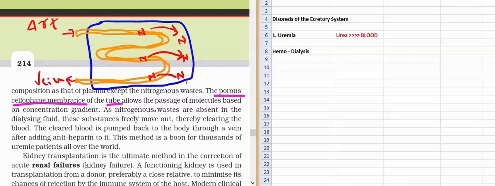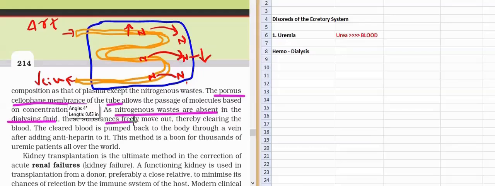This is the method. So what is being said is that the molecule, because here what is happening is nitrogen is high in our tube. Here nitrogen is less. So because of diffusion, from high concentration to low concentration, the nitrogen from the blood is moving out easily. Everything else remains similar. Here the plasma will be equal to the plasma in the dialysis unit. So there is no change. Only nitrogen will be less here. So nitrogen wastes are absent in the dialysis fluid here.